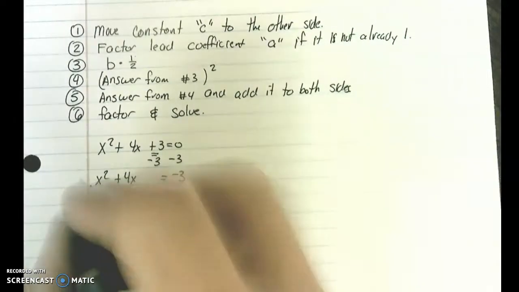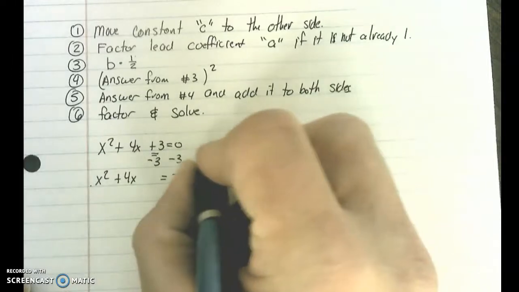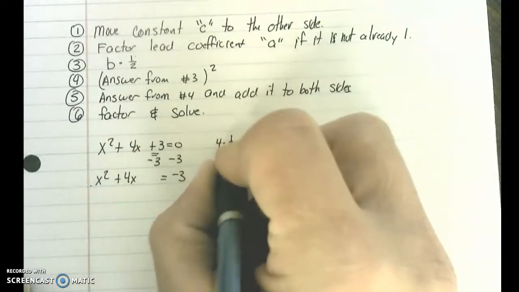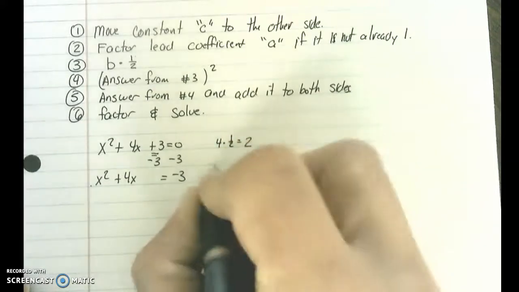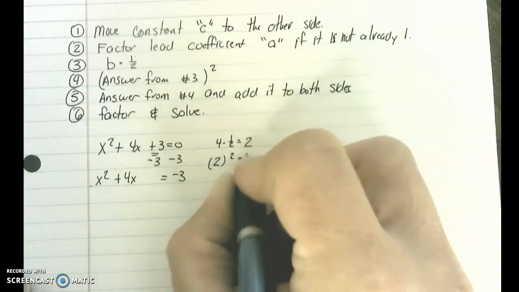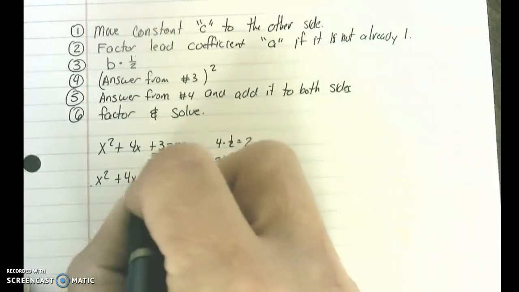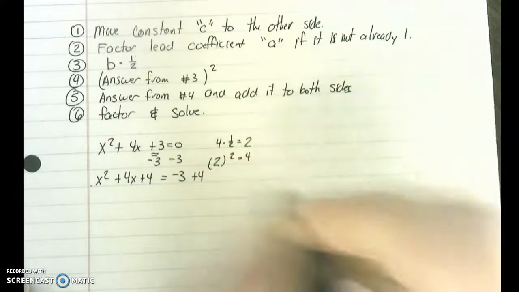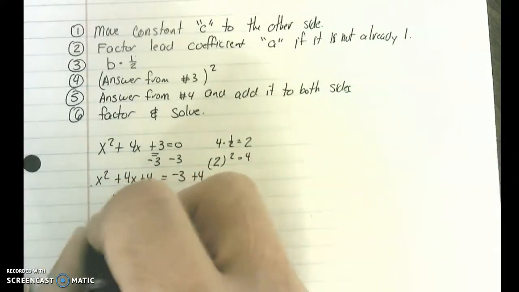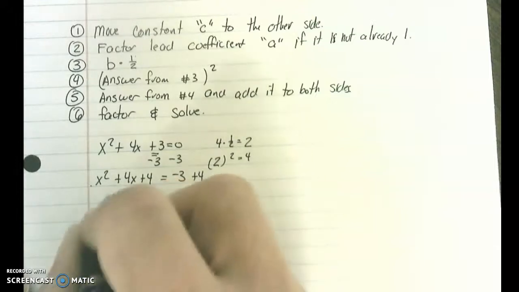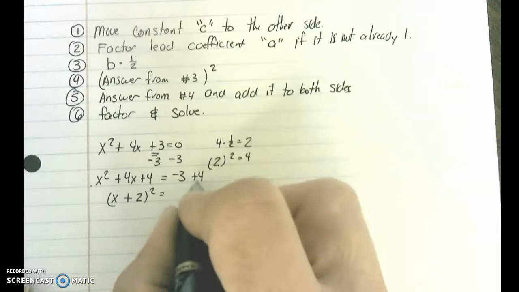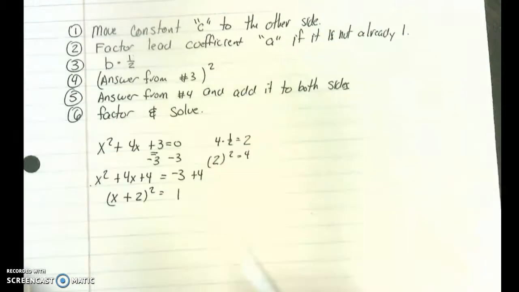All right? Step number 3 says to take B, which is 4, we times it by a half, which is 2. And then we take our answer and we square it, which is 4. And then we're going to add that 4 to both sides. Okay? So then we get x plus 2 squared. I'm factoring that. And negative 3 plus 4 is 1.